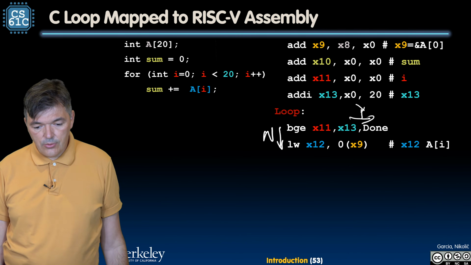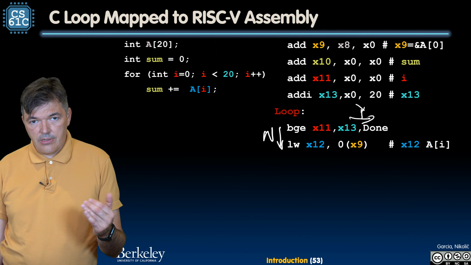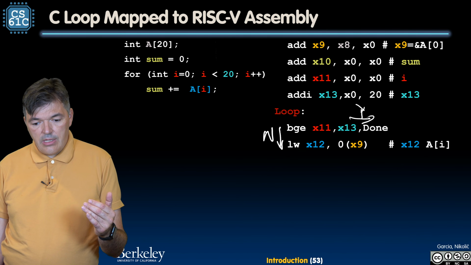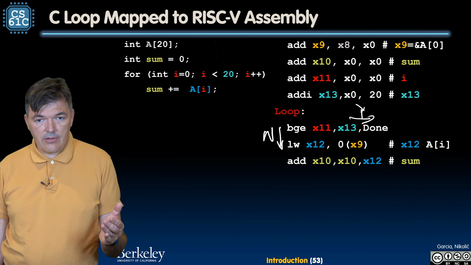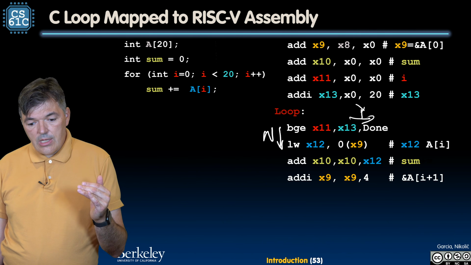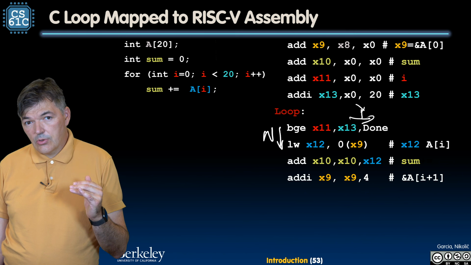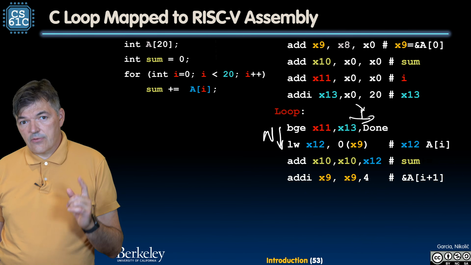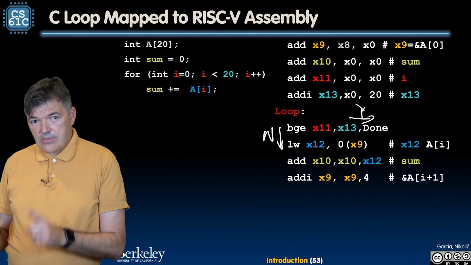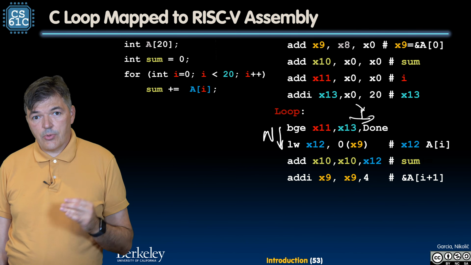So when we are in the loop, we load the next element of A into register x12. We add it to the running value of the sum, which is in x10. Then we increment the pointer. And remember, we would like to load the next integer. Integers are 4 bytes wide. RISC-V addresses every byte in memory. So we need to increment this pointer by 4.